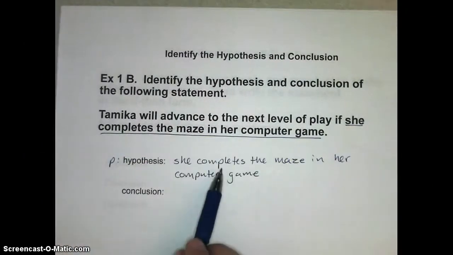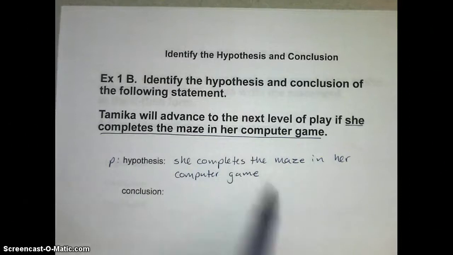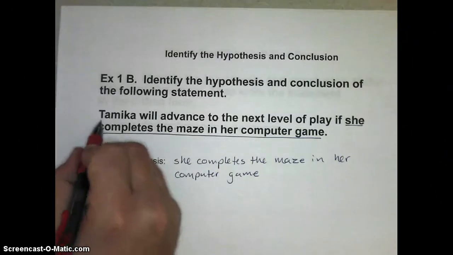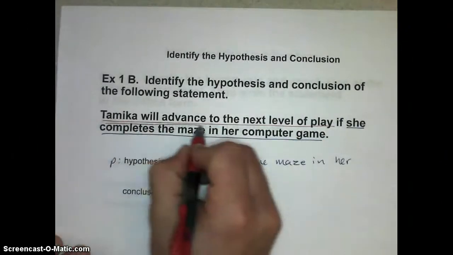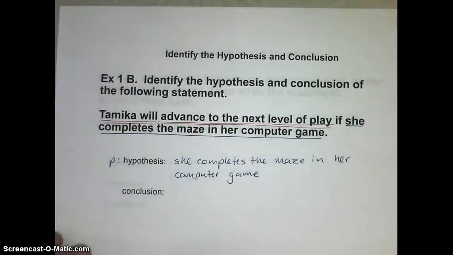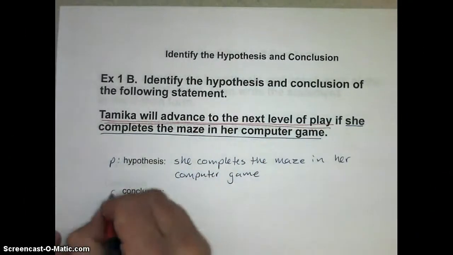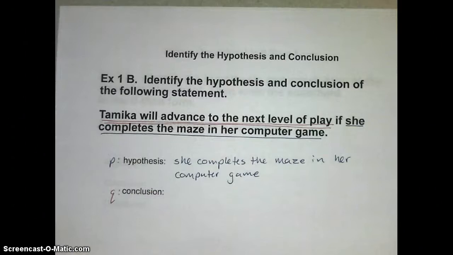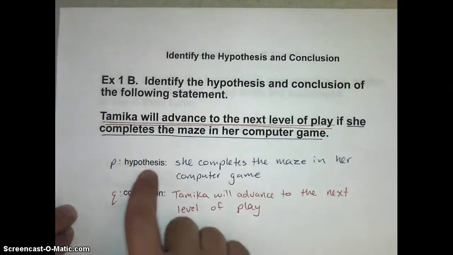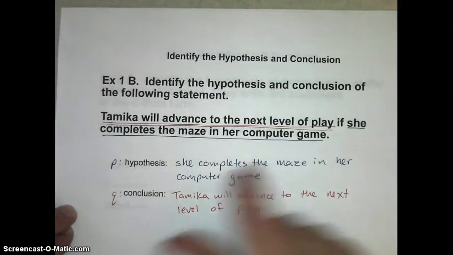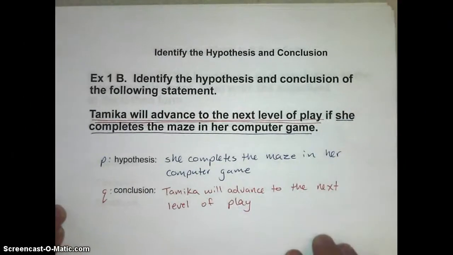And now once she completes the maze in her computer game, then Tamika will advance to the next level of play. So when I rearrange the ideas in that order, you'll notice that the conclusion is that she will advance to the next level of play. So the conclusion and the hypothesis don't always go hypothesis before conclusion. It's just about how the sentence is worded. So kind of think back to reading it out loud and listening to how it sounds.